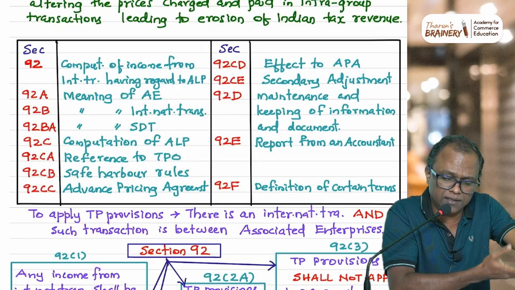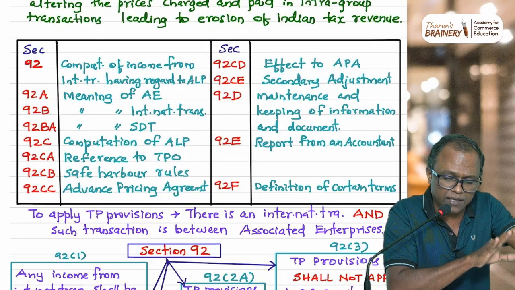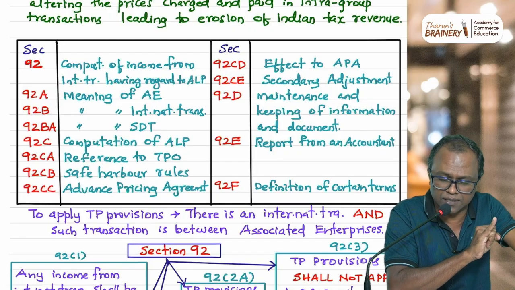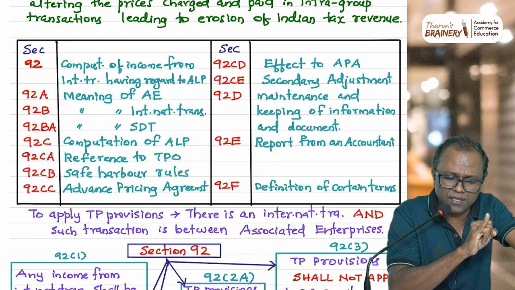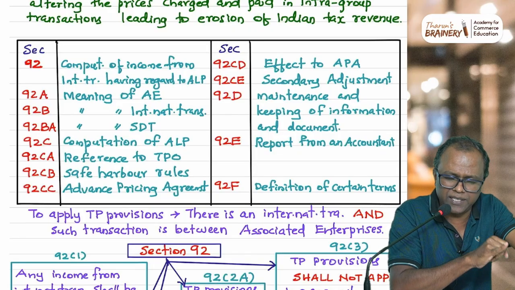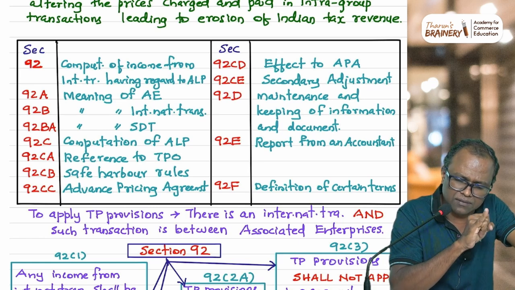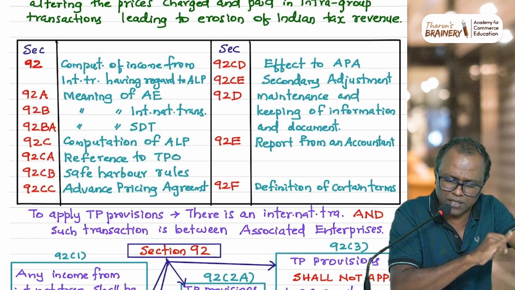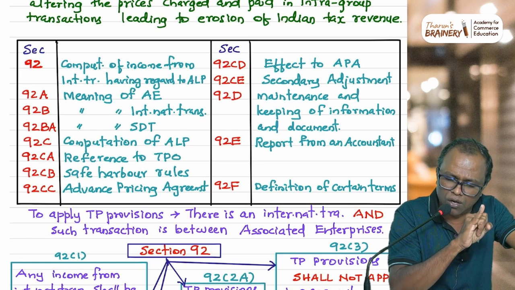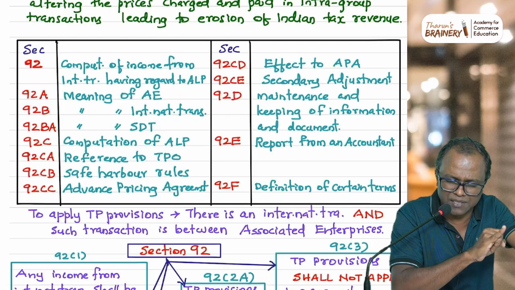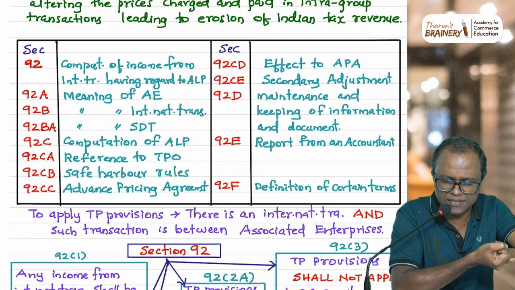And there is another area, a lot of compliance burden. They have to report every international transaction in Form number 3CEB, and a chartered accountant should certify it. Every international transaction which is carried out with the AE should be reported. If the international transaction is not reported in that Form 3CEB report, a separate penalty is there.